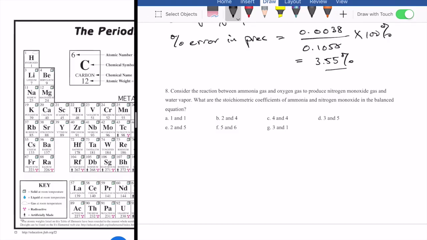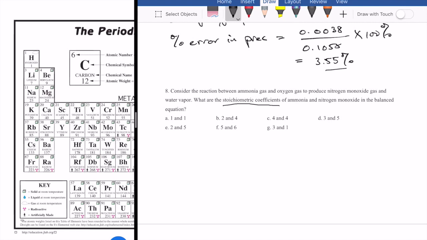All right, now we're looking at the next question on sample exam 1, which is number 8. And here it says you have a reaction between the species, and then they're asking at the end for the stoichiometric coefficient of two of the species, ammonia and nitrogen monoxide, in the balanced equation. So this is a balancing question, but before you can balance the equation, you need to know what those species are. And so this goes back to your nomenclature.